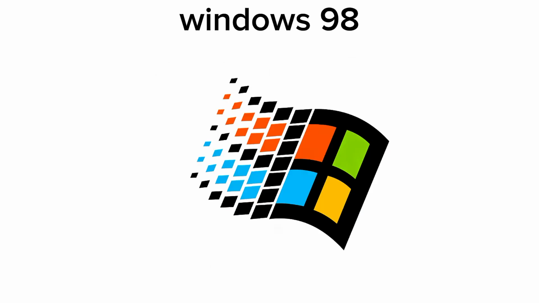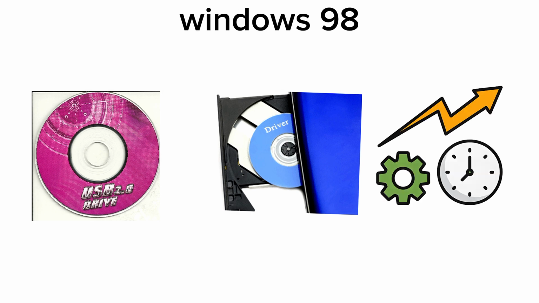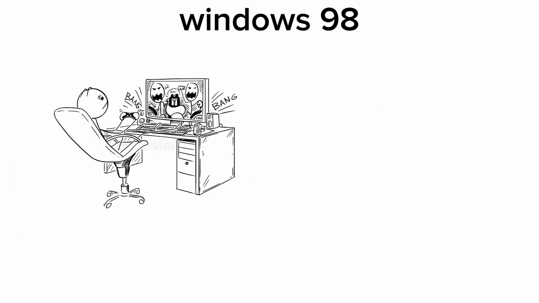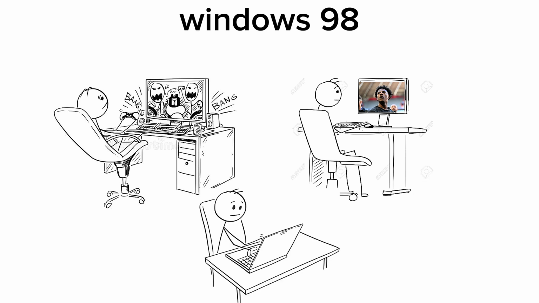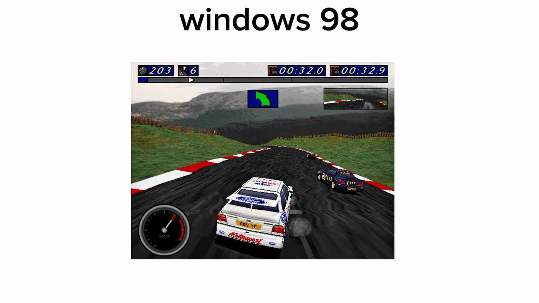Windows 98. Windows 98 took Windows 95's ideas and made them smoother. It had better driver support, better USB support, quicker boot times, and improved hardware compatibility. For home users, Windows 98 was one of the most comfortable versions ever. It worked great for gaming, browsing, and basic home tasks. This was the era of CRT monitors, dial-up internet, and early PC gaming, and Windows 98 fit perfectly.